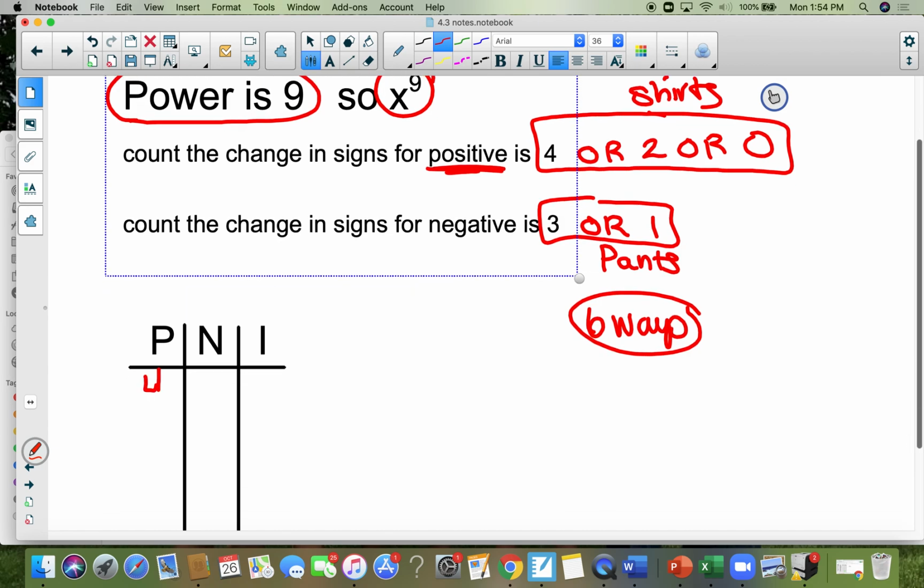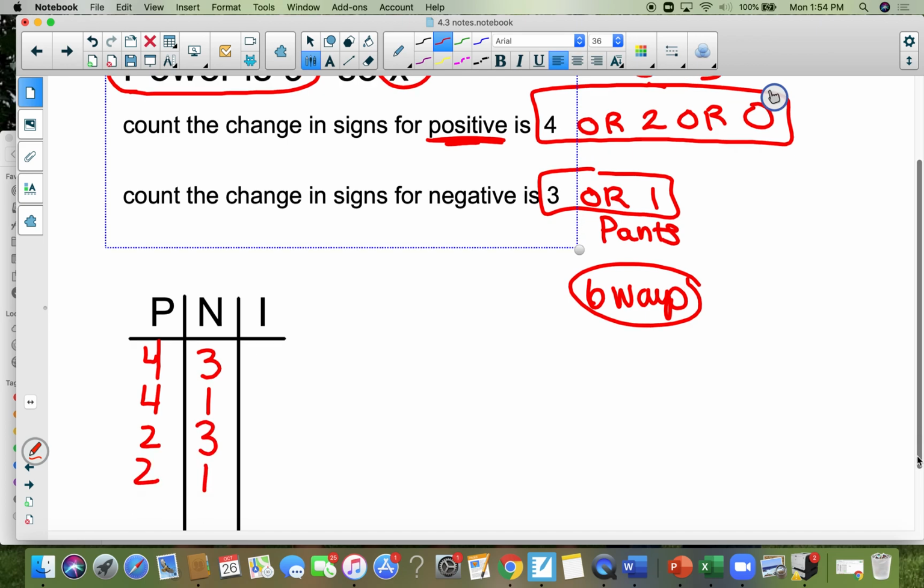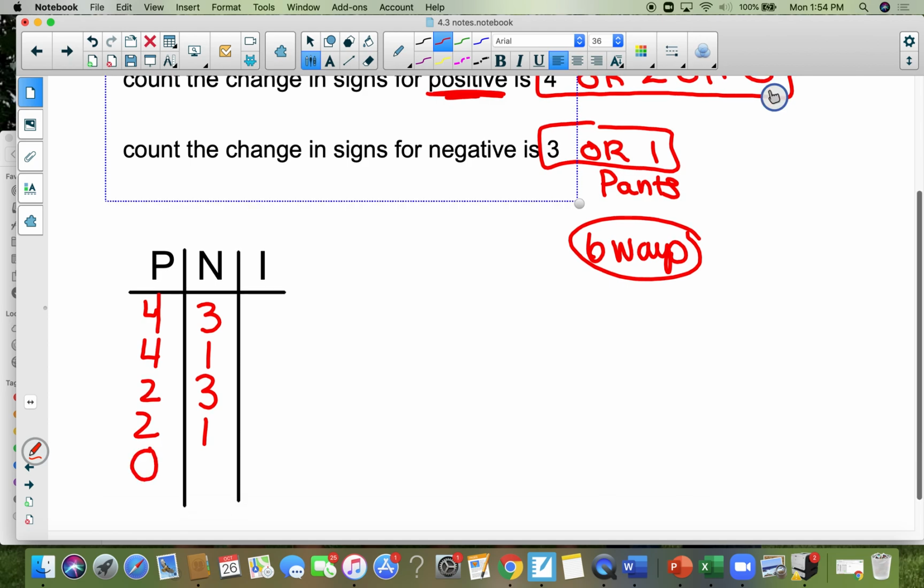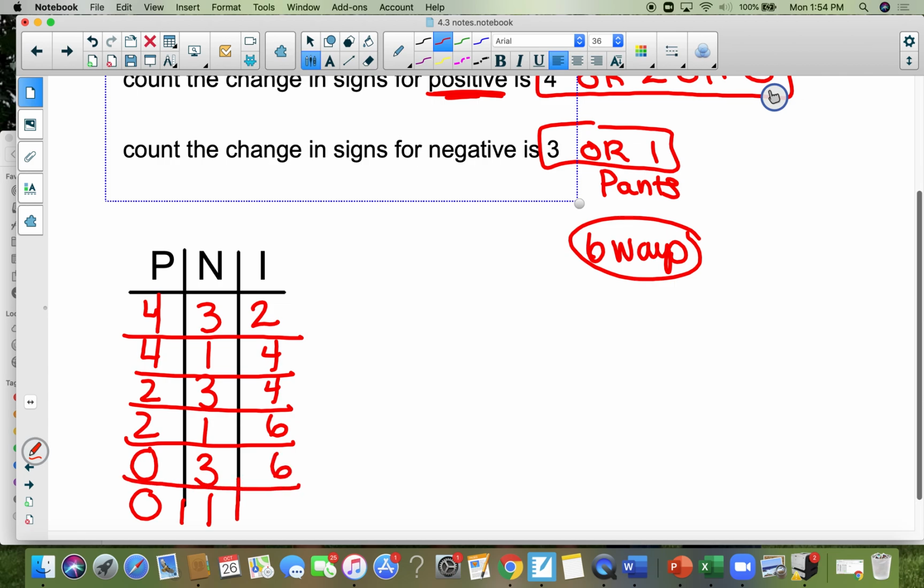You can put the 4 with the 3, or you can do the 4 with the other pants, which is a 1. You can do the 2, which is a shirt, with the 3, or a 2 with the 1. Or you can do the 0 shirt with the 3, and the 0 shirt with the 1. And remember, there's 9 answers, so this needs to be 2, this needs to be 4, this needs to be 4, this needs to be 6, this needs to be 6, and this needs to be 8, because there's 9 answers. So all of these have to add up to 9.